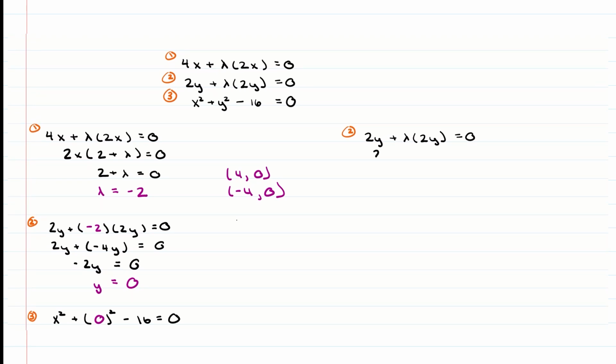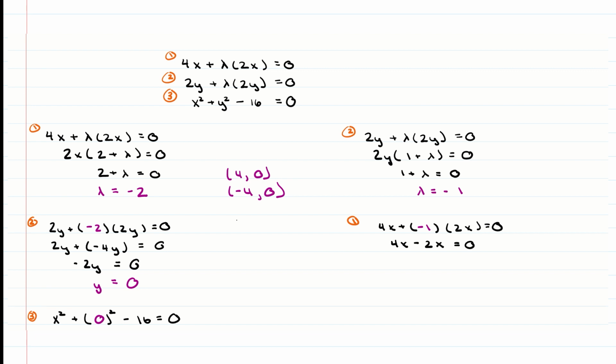Now let's start with the second equation and solve the system again. I'll start off by factoring out 2y. We'll divide both sides by 2y to leave us with 1 + λ = 0, and then we see that λ = -1. Now we'll plug this value into the first equation in our system. That's 4x + λ, or -1, times 2x. Then we have 4x - 2x = 0, which is 2x = 0. So then we have x = 0.